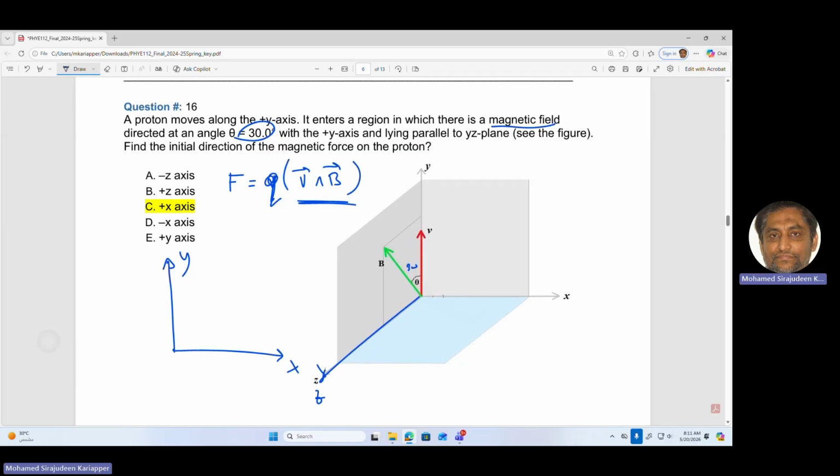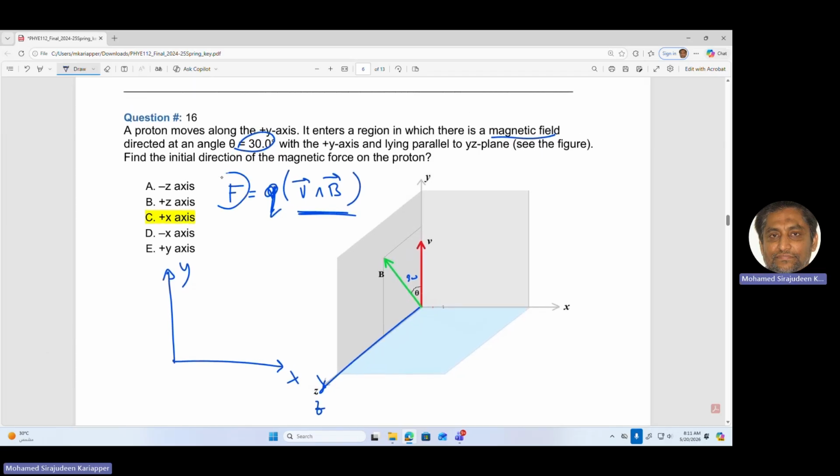The question is about finding the direction of the magnetic force on the proton. First, you have to find the direction of this by applying the right hand rule. Then it may or may not be the magnetic force direction, depending on Q. If Q is a positive charge, it will not change anything. But if Q is a negative charge, like an electron, whatever direction you get from this, you have to make it 180 degrees, the opposite direction. Suppose it's an electron, the answer will be negative x.